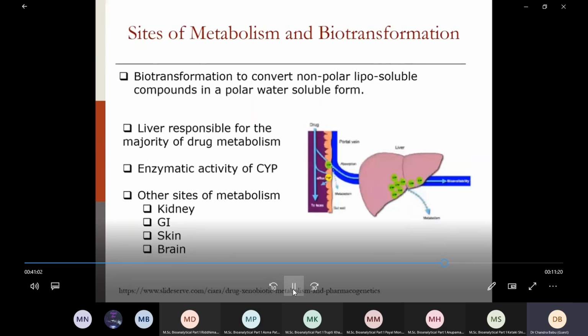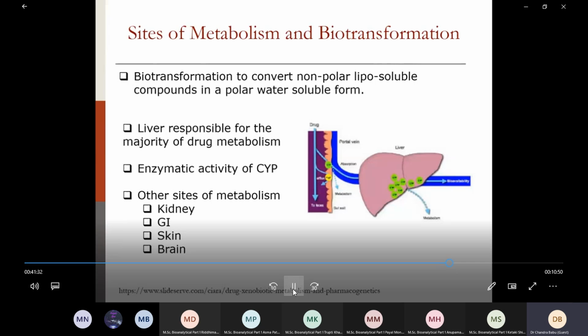So once they start moving around our bodies, I don't know if you remember that at some point I mentioned that the key aspect of metabolism was to transform that compound that is more soluble in lipid so that it can be more soluble in water and be eliminated. That process is called biotransformation, in order to convert a non-polar liposoluble compound into a more polar water-soluble one.